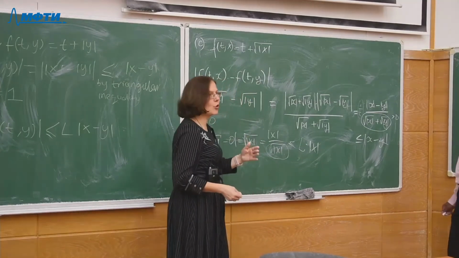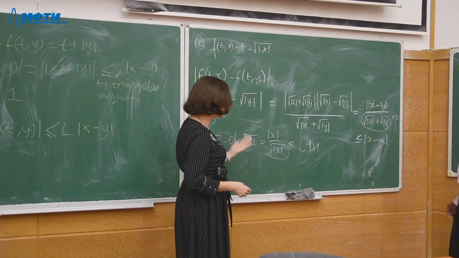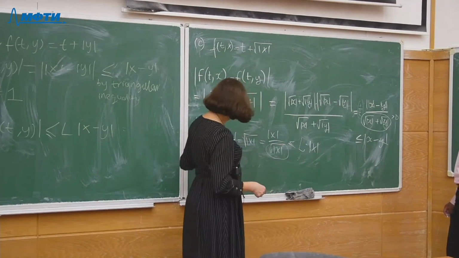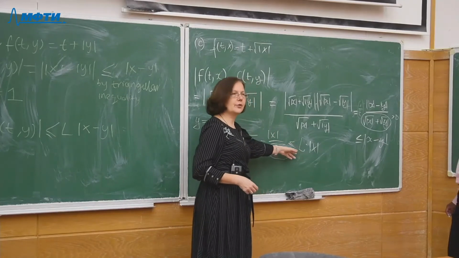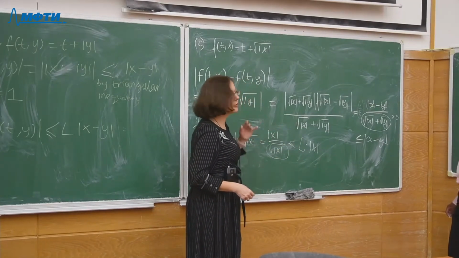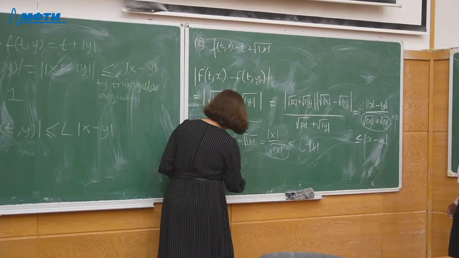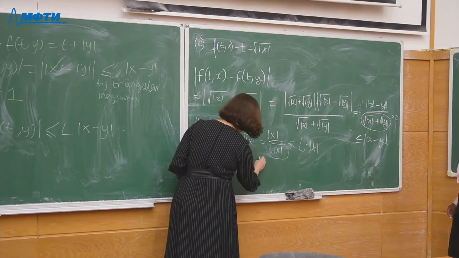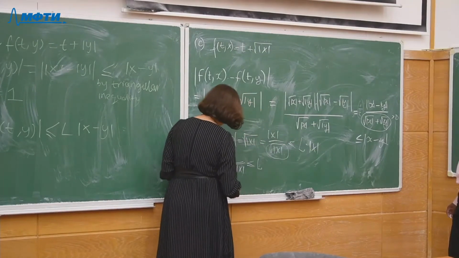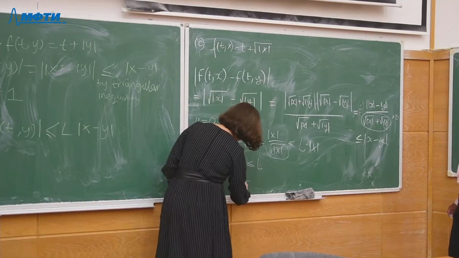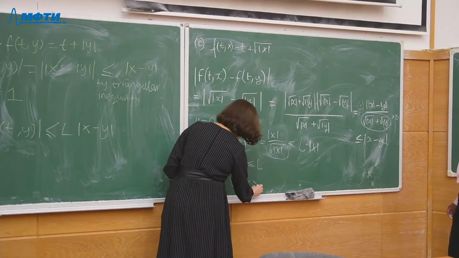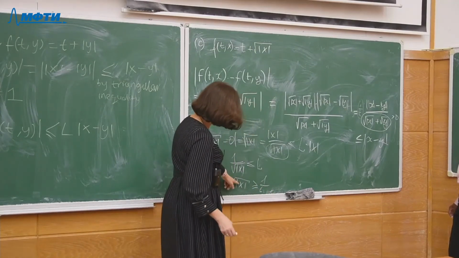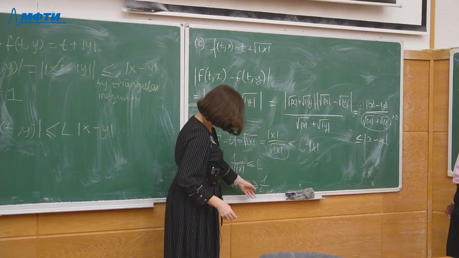Or maybe we can give a proof like this. Suppose it is possible, suppose there exists L such that it is less than or equal to L times the absolute value of x. Then we must have 1 over the root of the absolute value of x less than L. It follows from this inequality. And so it follows that the root of the absolute value of x is greater than or equal to 1 over L. But if x is small enough, then it is impossible.